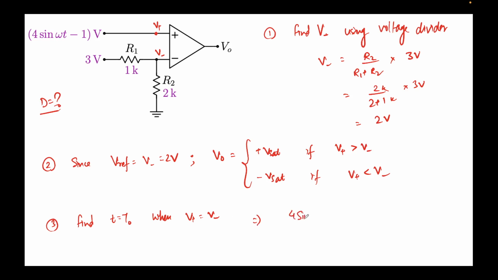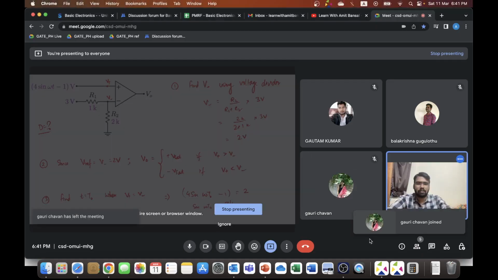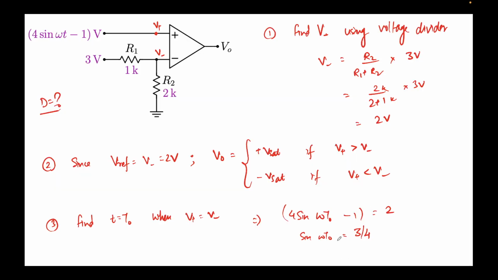We'll simply set 4 sine omega t naught minus 1 equal to 2 volts. This is the expression for V plus, and this is the expression for V minus. From this I'll get sine omega t naught comes out to be 3/4. Now we are required to find the time period for which this is high. So I'll assume omega t naught equal to theta naught, sine theta naught equal to 3/4. This is the time at which switching happens.